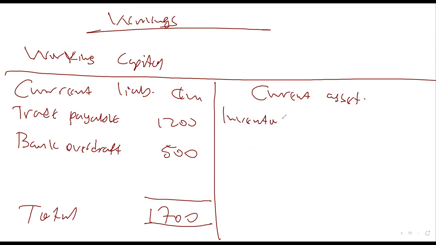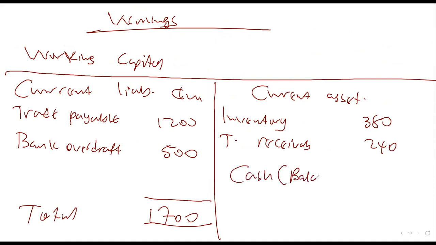So right here, inventory, 380, trade receivable, that'll give us 240. Right here, cash, aka the balancing figure. Underline it. The total current assets, you can find it. Open the brackets. It's 1,007 times 2.5.